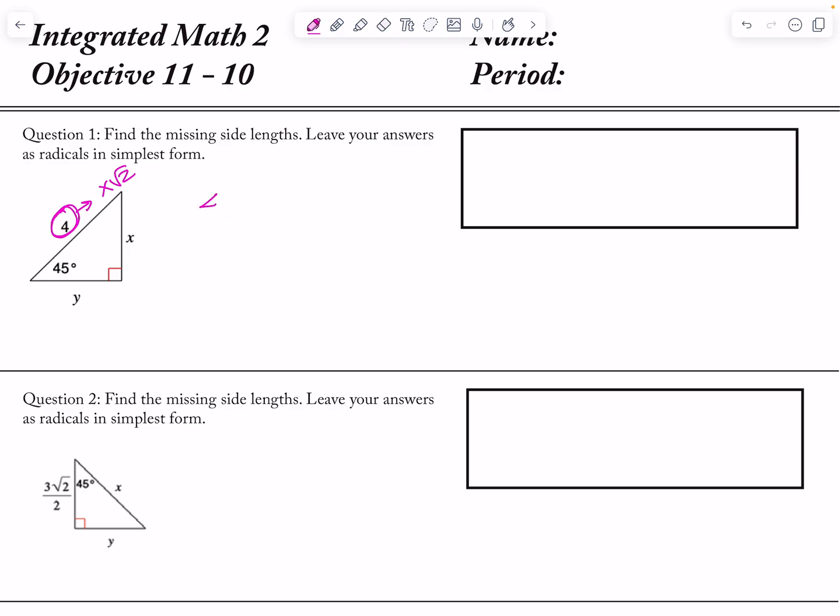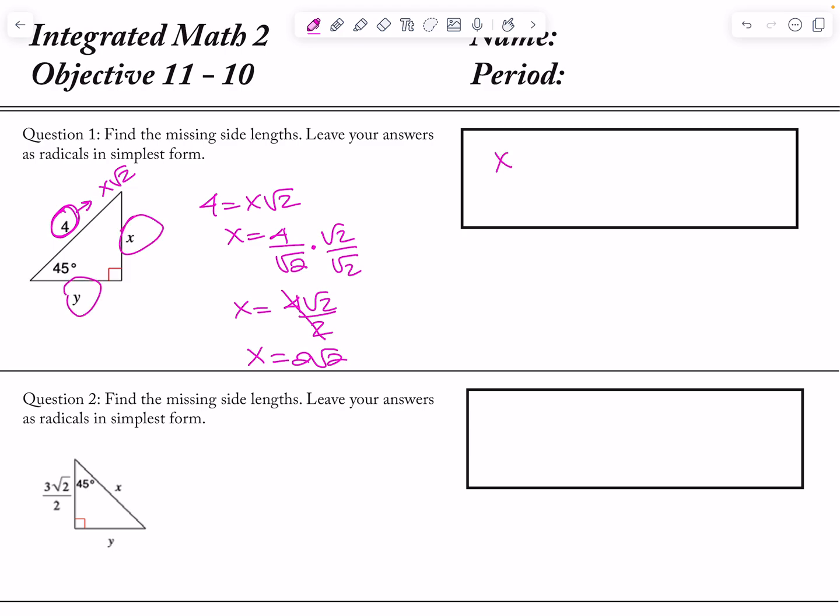So if I solve that equation, I'm going to erase this for a second. So if I go 4 is equal to x root 2, then x is going to be equal to 4 over root 2, which when I rationalize my denominator, I get x is equal to 4 root 2 over 2. Those can reduce, so I get x is equal to 2 root 2. And because it's an isosceles triangle, they are the same. So x and y are both going to be equal to 2 root 2.